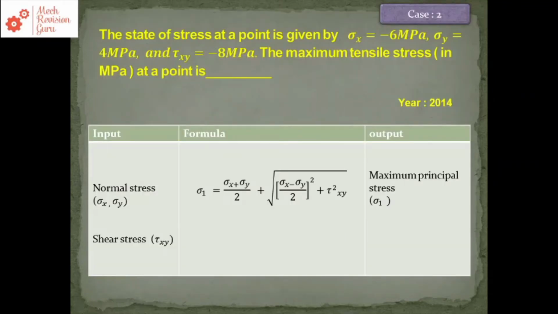Case 2, the state of stress at a point is given by sigma x, sigma y and tau xy. Here also 3 stresses are given. They are asking for the maximum tensile stress, which is nothing but the maximum principal stress at a point. Here the formula is sigma x plus sigma y divided by 2, which is the average stress, plus the maximum shear stress. Combined together, we call it the maximum principal stress.